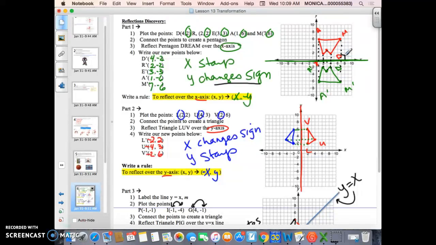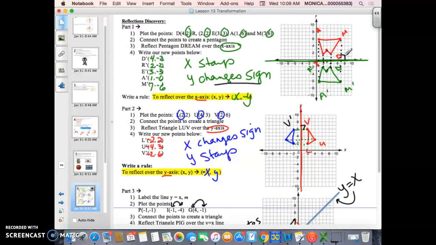And the same is true when you reflect across the y-axis. Notice I've highlighted the y-axis for you. Again, each point is an equal distance. So from V to V prime, it is the same distance from the line of reflection, and they form a 90-degree angle. Okay?